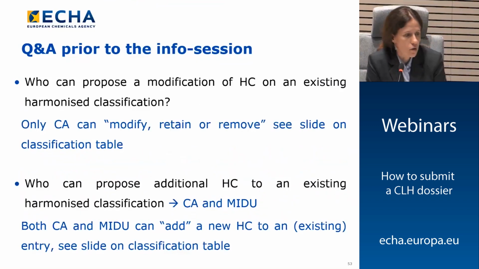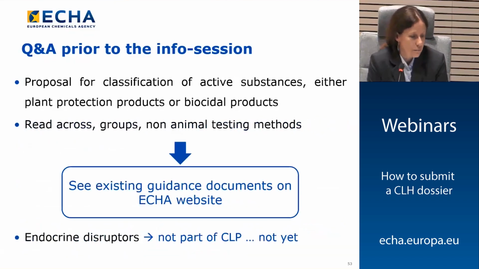And so other questions we received is who can propose a modification of existing hazard classes on an existing entry. And in the same article 37, you find the answer saying that only competent authority can, going back to my example before, modify, retain, or remove another class. And the bottom, who can propose additional hazard classes, and that is everyone, all EU entities can add hazard classes to an existing entry. So all can use.